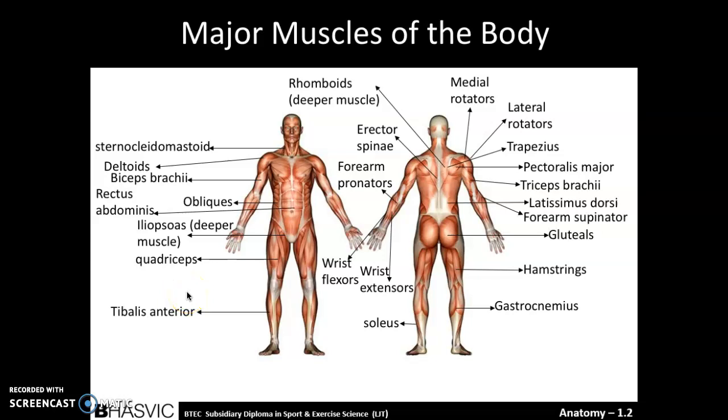The major muscles of the body. As you can see on the picture, on the left is the muscles from the front, and on the right is the muscles from the back. There are many different types of muscles within the body and many different joints that make them up.